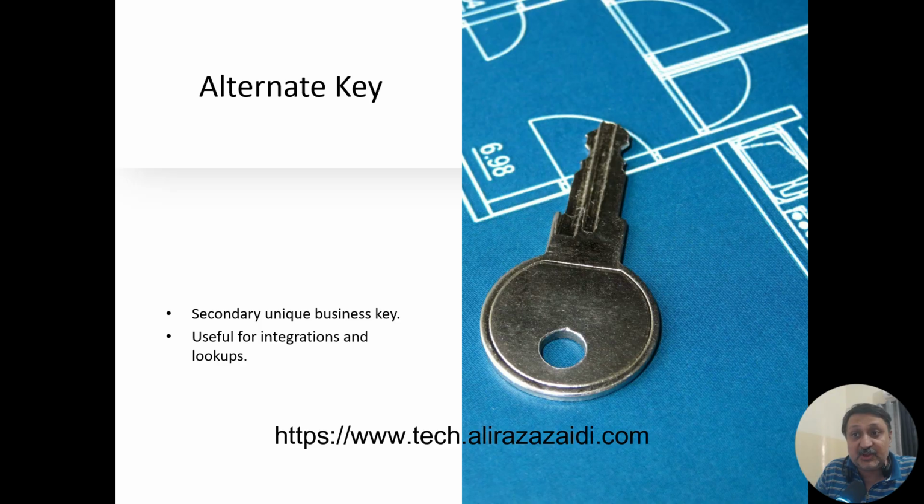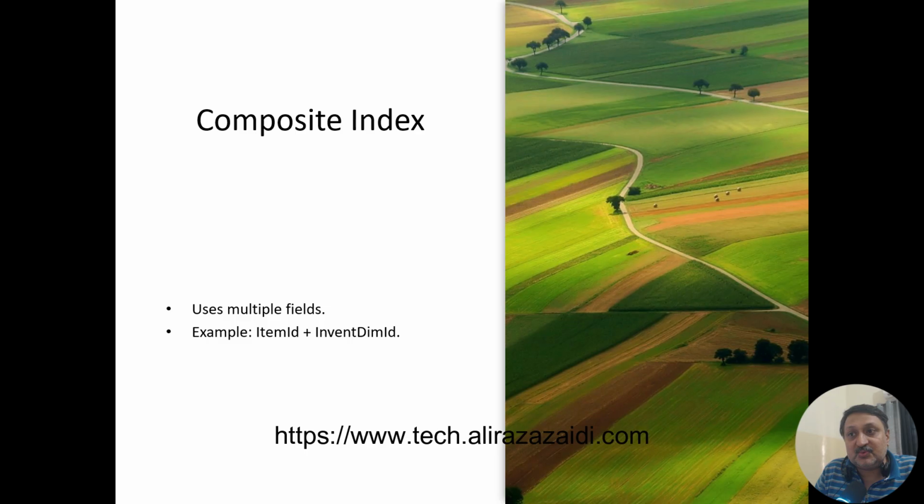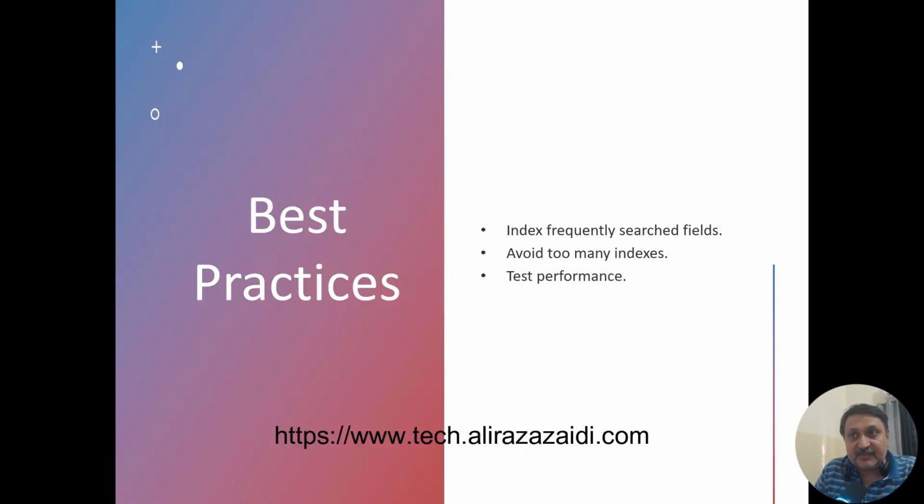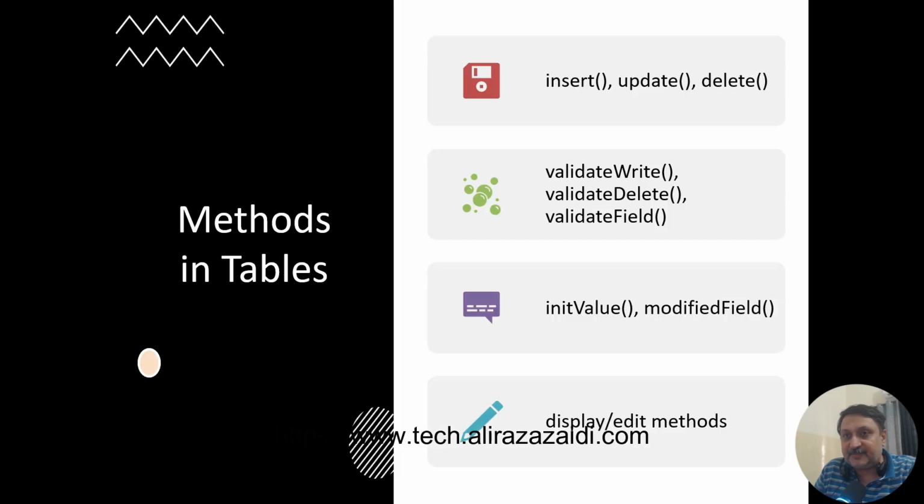Alternative key, a secondary unique business key, is used for integrations and lookups. Composite key uses multiple fields, for example, item ID plus invent dim, that creates a composite key. Important properties when we create an index: allow duplicates, alternative key, valid time state, and field order. We will explore these when we get there. Best practices: index frequently searched fields, avoid too many indexes, and after applying indexes, test the performance.